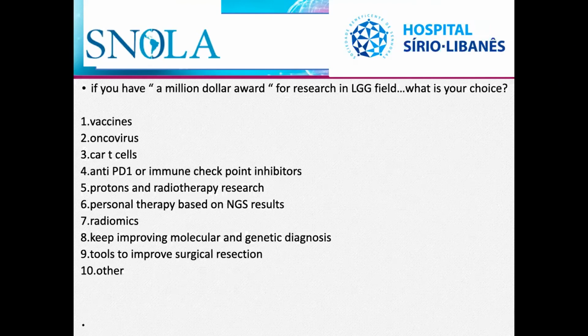It's a very difficult question, considering that options 1 through 8 have been tested to some extent, or many of them, with very limited success in gliomas. So I don't know. I would choose other, but I cannot specify what that other will be at this point. Improving surgical resection certainly could have an impact, especially in low-grade gliomas. That would be one option, and improving molecular genetic diagnosis.